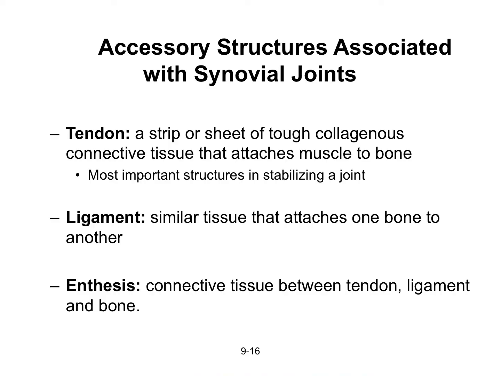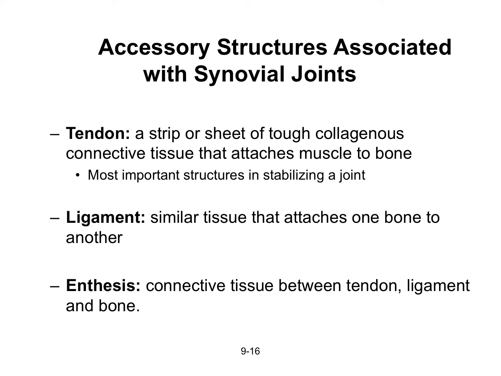Now we come to the accessory structures associated with the synovial joints. Firstly, we have the tendons. Tendons are strips or sheets of tough collagenous connective tissue that attach the muscle to the bone. These are stabilizing structures. Then we have the ligament. It attaches one bone to another. Tendon attaches the muscle to the bone and ligament attaches one bone to another.